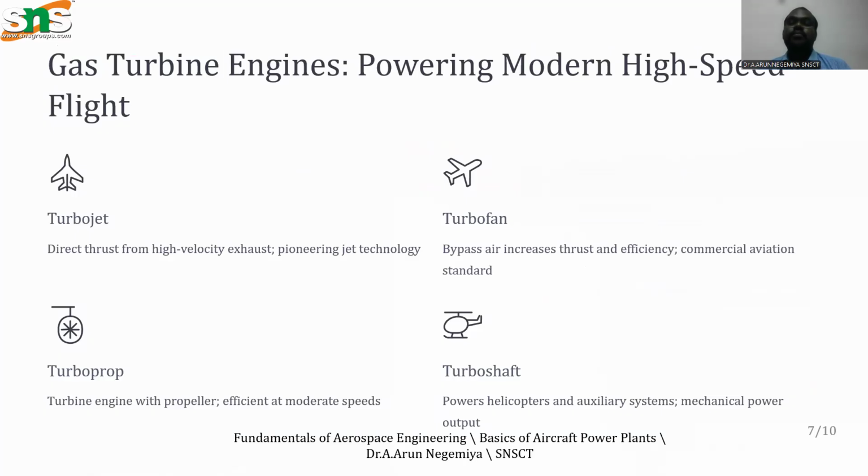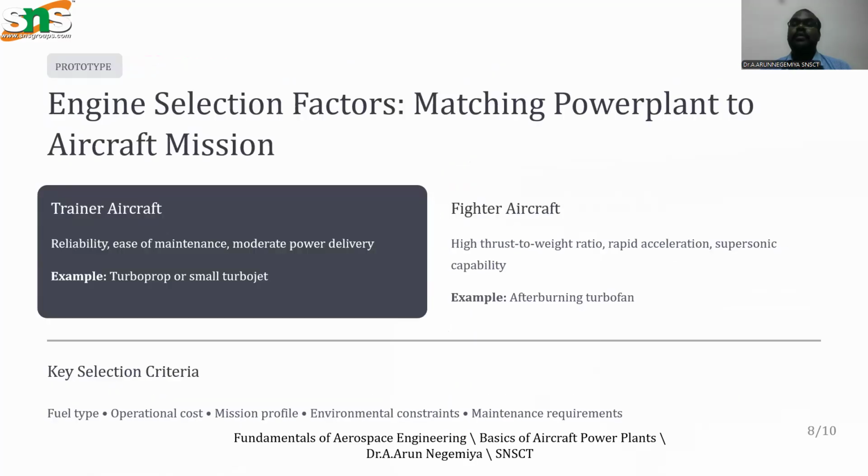And next one is a turboprop engine, which is called a helicopter engine. In that case, the propeller is connected to the engine with the help of the shaft. Next one is a turboshaft engine. This is used to generate more mechanical power.